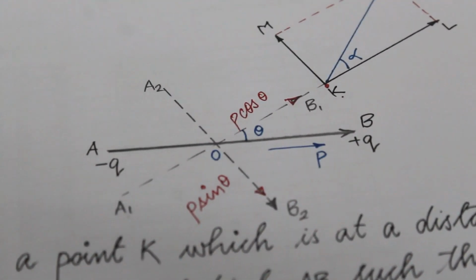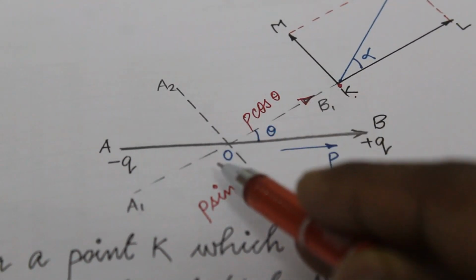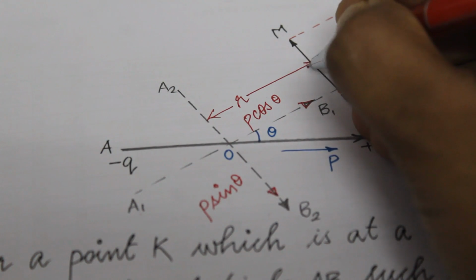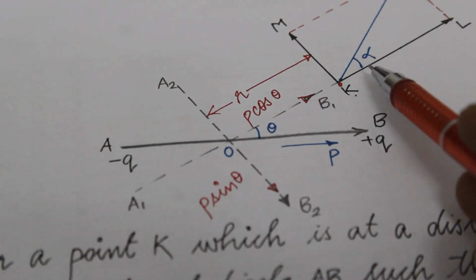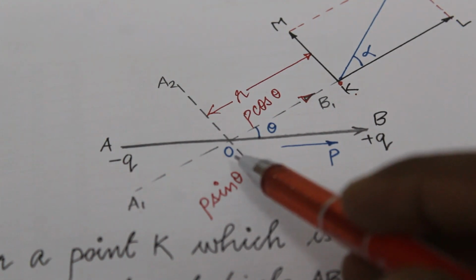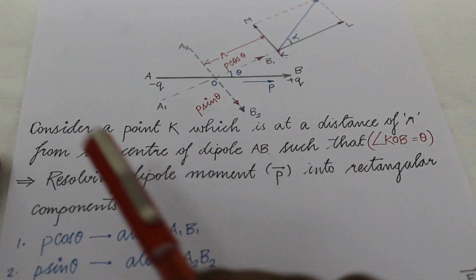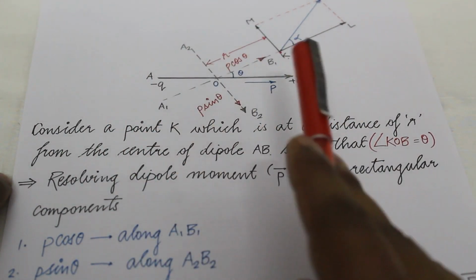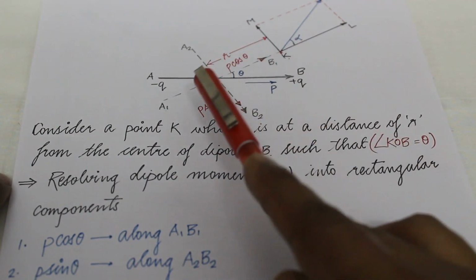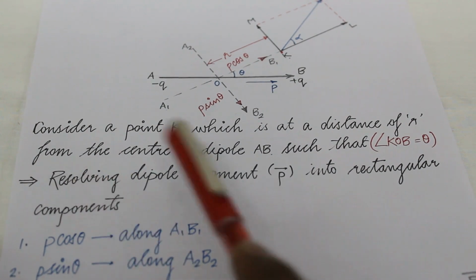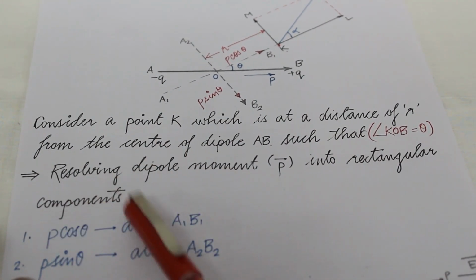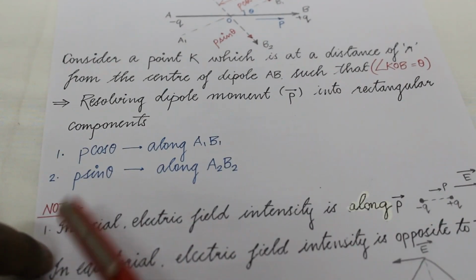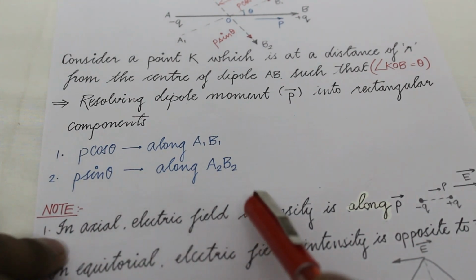Now let us consider that the distance of this point K from O is R. I have considered the distance of point K, where I need to find the electric field intensity, to be R from the center of the initial dipole AB. So I have written here: consider a point K at a distance of R from the center of the initial dipole AB, such that angle KOB is theta. Now I have resolved the dipole moment into its rectangular components, P cos theta along A1B1 and P sine theta along A2B2.